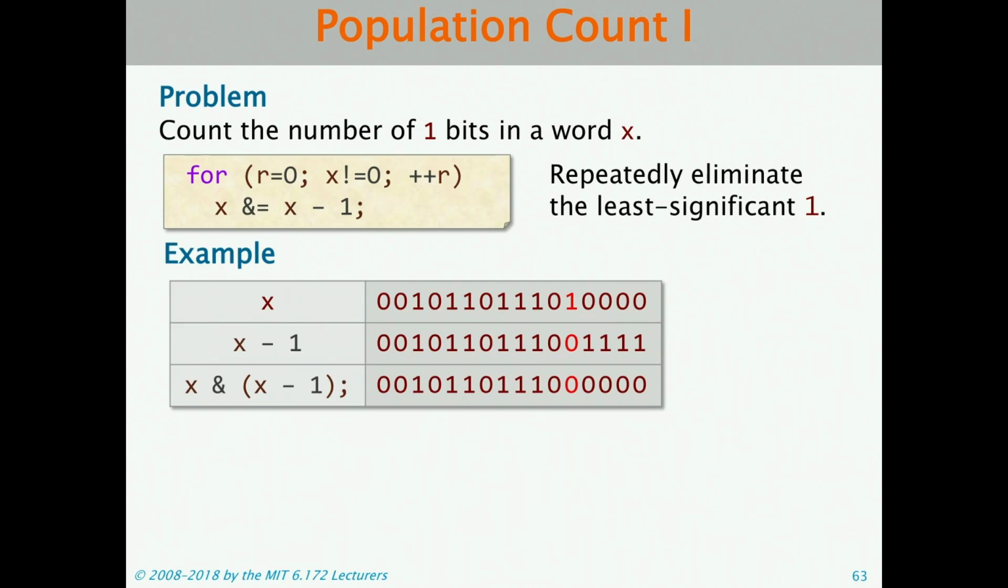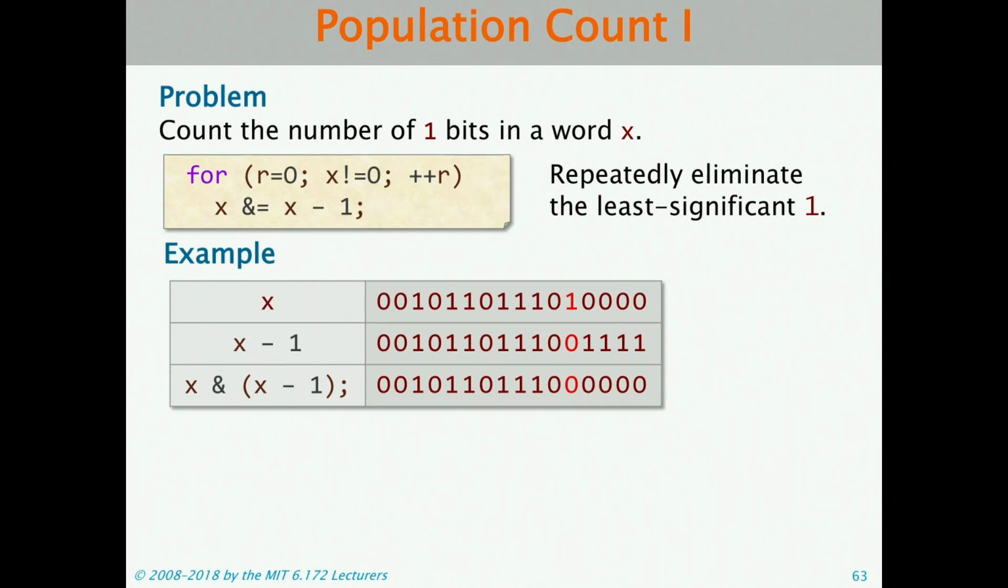So let's look at an example. Let's say we have this value here for x. Well, to get x minus 1, we flip the rightmost 1 bit in x from a 1 to 0. And then we fill in all of the bits to the right of that with 1s. And then when we AND those two things together, we're going to copy all of the bits up to the rightmost 1. And for the rightmost 1, we're going to 0 it out because we're ANDing with a 0. And then all of the bits to the right of that are still going to be 0.